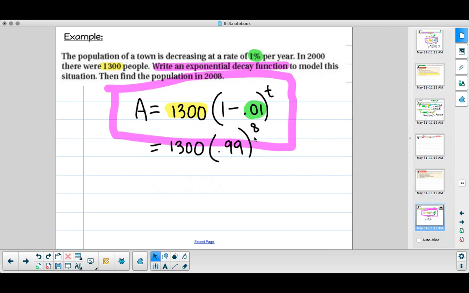You can always use a calculator, a scientific or a graphing calculator. If you don't have a calculator like that, then you would have to do the order of operations yourself. So 0.99 raised to the 8th power, and then multiply that by 1,300. And when you work that out, you should end up with approximately 1,200. Because we're talking about a population and the number of people, we round to the nearest whole number, which would be 1,200. So after 8 years, the population that started at 1,300 would be approximately 1,200.